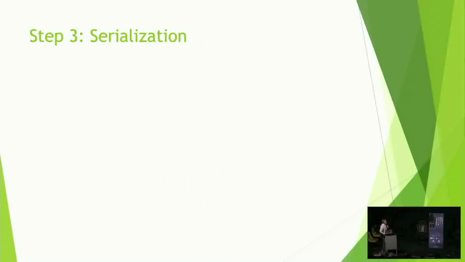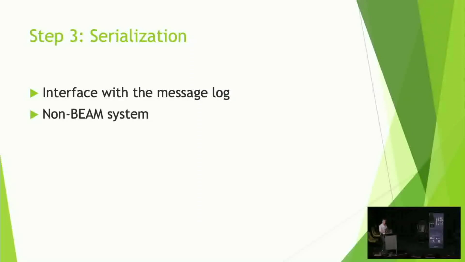Which brings us to step 3, serialization. So this is going to be your interface to the message log, the message queue system. It's also going to be how you are able to interface these components with non-BEAM systems. But it's also going to allow you to store that event data in the application or the component's view of state. And I'll come back to why that is important in a minute. As far as serialization, we're going to use JSON again for this because it's the universal language for interchange between languages and platforms and components.